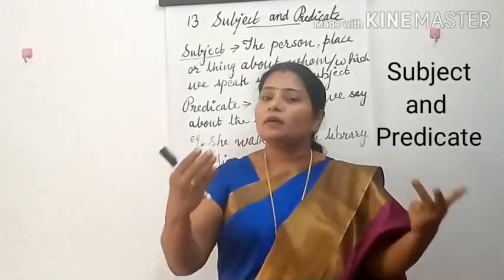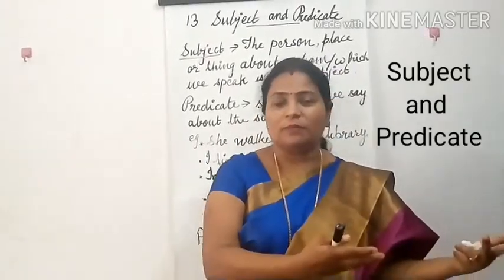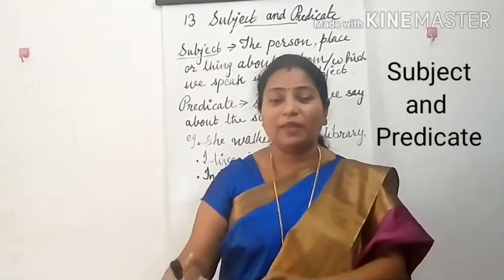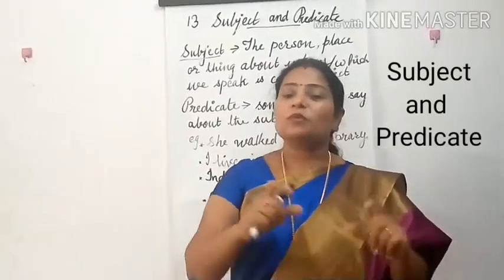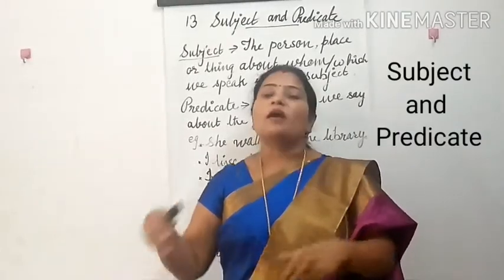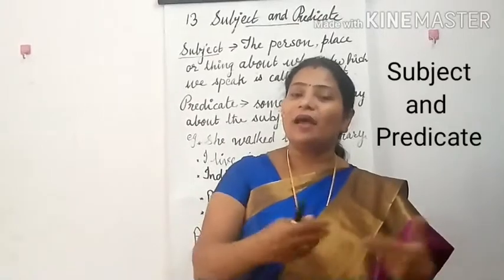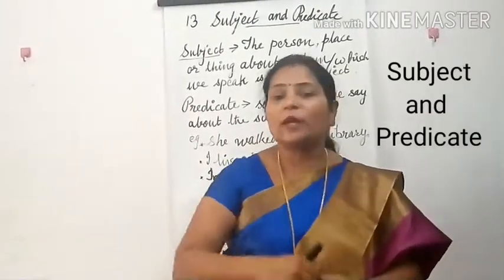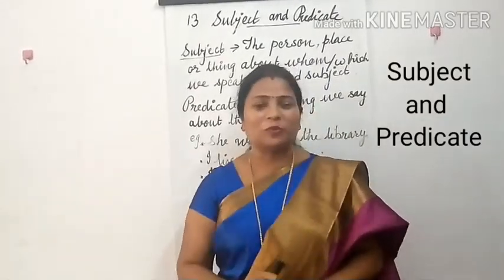And something that we speak about the person, place or thing, ഇവരെ പറ്റി നമ്മൾ എന്തെങ്കിലുമൊക്കെ പറയും ഇല്ലേ? So that becomes the predicate. So the person, place or thing about whom we are talking becomes the subject. And what we talk about the person, place or thing becomes the predicate. Hope this part is very clear to you.